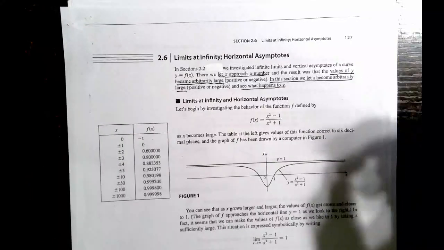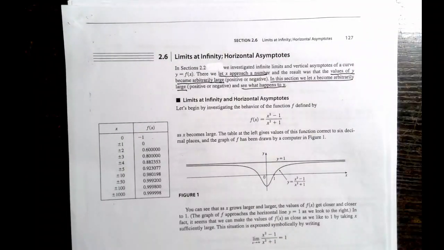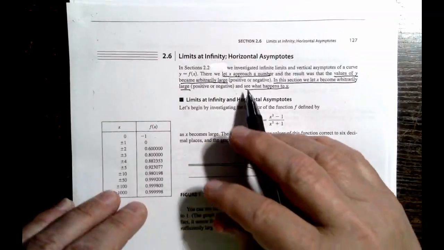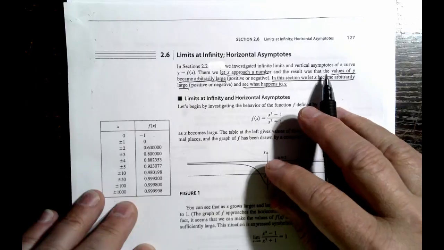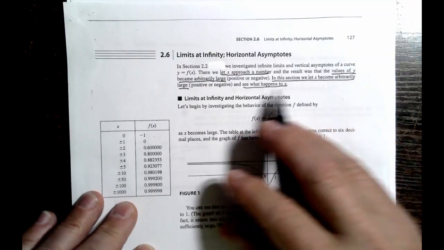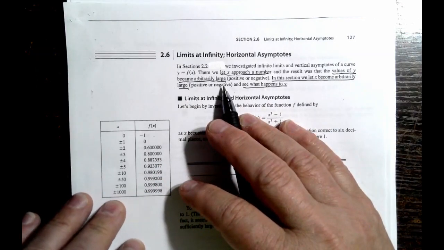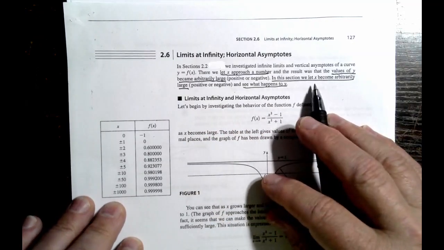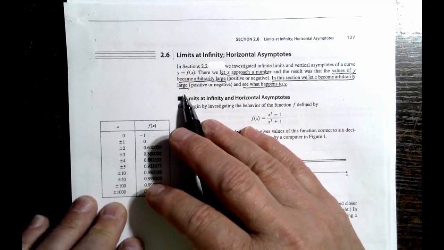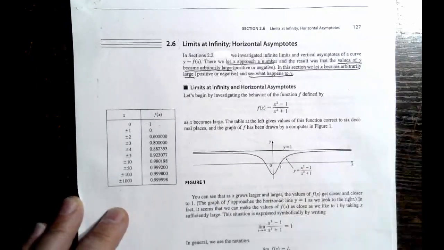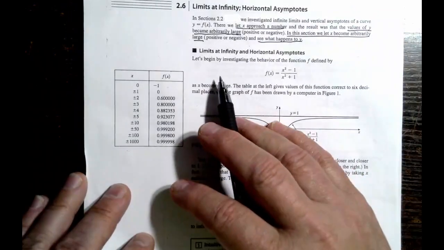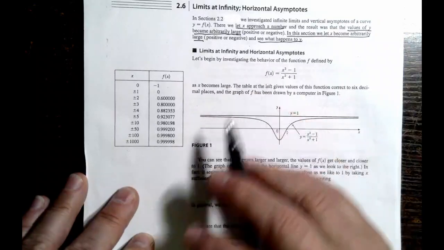Alright, so in 2.6 we talk about limits at infinity. In the past we let x approach a number, and the result was that the values of y became arbitrarily large, positive or negative. In this section we let x become arbitrarily large, and we see what happens to y. So we talk about limits at infinity and the horizontal asymptote.